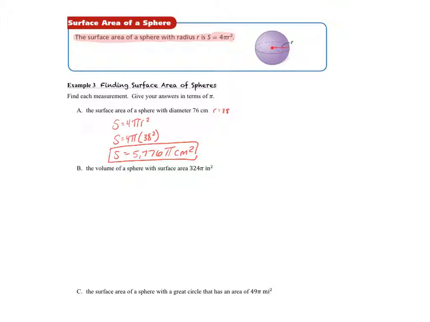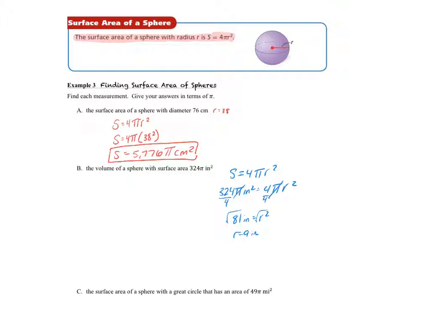Okay, the volume of a sphere with a surface area of 324 pi inches squared. So we start with our formula. We know the surface area, so I'm going to put that in front. 324 pi inches squared equals 4 pi r squared. Remember, the pi's cancel when you divide both sides by pi, so I'm really just dividing by 4 on both sides. When I do that, I get 81 inches squared equals r squared, so square root each side, and I know that r is 9 inches.